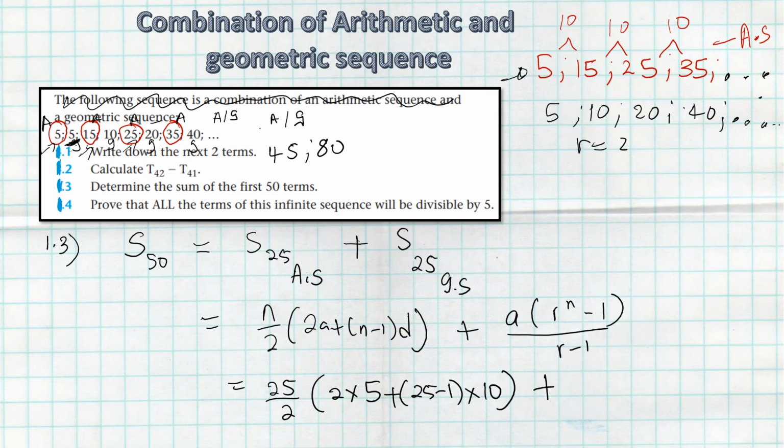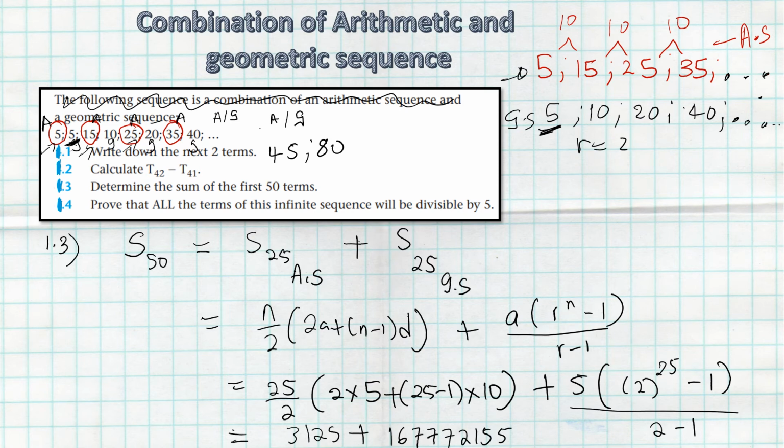Plus, what is our a on a geometric sequence? Remember, this is a geometric sequence. Our a is also 5. What is our r? Our r we calculated it as 2, n is 25, minus 1, over 2 minus 1. Okay, so we can get the answer of that. I'm just gonna get the answer for arithmetic. We add it with the answer for what? For geometric.